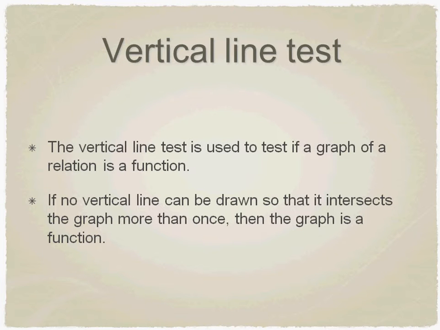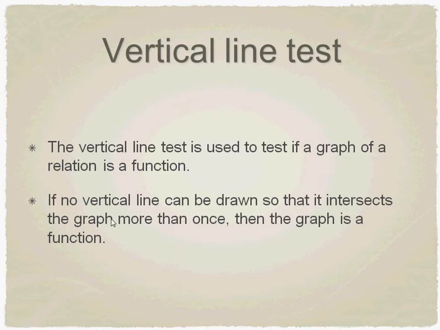The last thing we'll talk about today is how to determine whether the graph of a relation is a function. And we use a special test here that's called the vertical line test. The vertical line test will tell us if the graph of a relation is a function. So if you plot the ordered pairs on the coordinate plane, can you determine whether or not that relation is a function? And it's done by simply doing the vertical line test, which means if you cannot draw a vertical line so that it intersects the graph in more than one place, then the graph is a function.